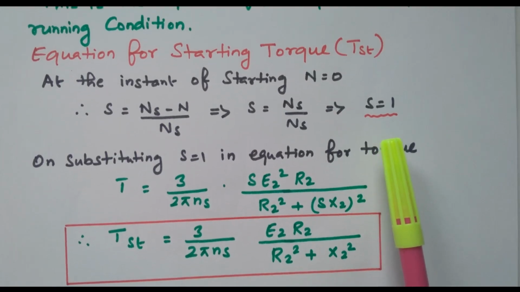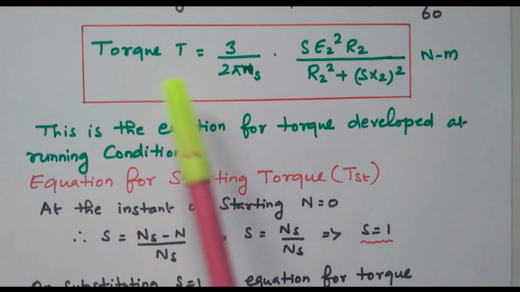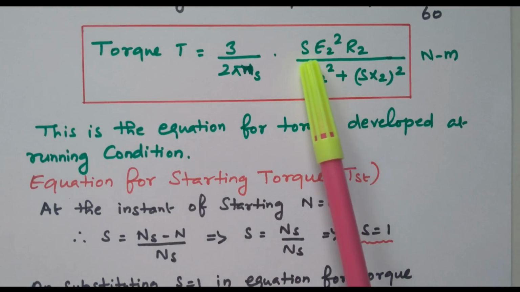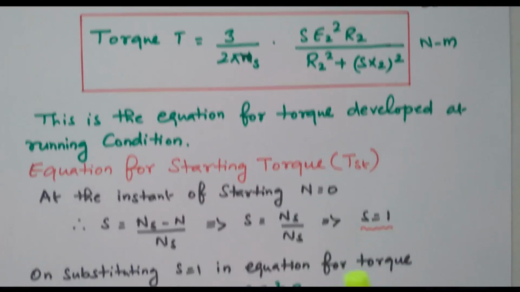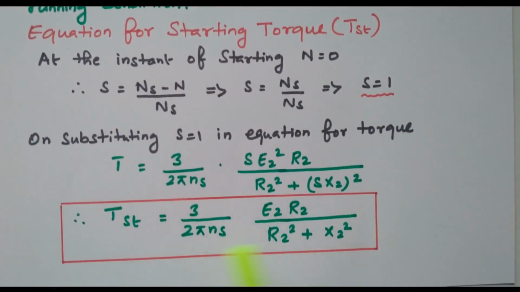The normal torque equation is available here. In that, s equal to 1 at the starting condition. So if we substitute s equal to 1, we will get the expression for starting torque. While substituting, this torque becomes the starting torque: 3 divided by 2 pi Ns, this s is 1, right, E2 into R2 divided by R2 square plus here s will be there, that also 1, so X2 square. So this is the expression for starting torque. This s is now replaced by 1.